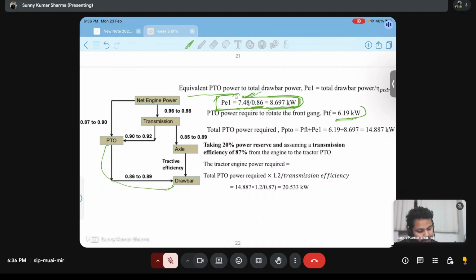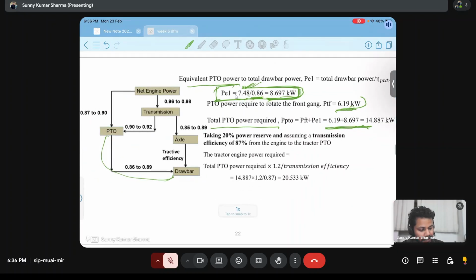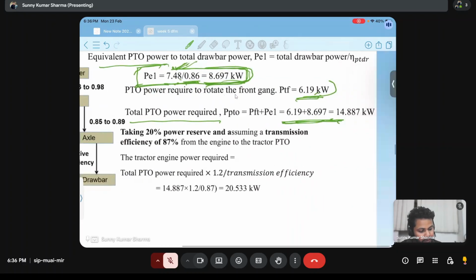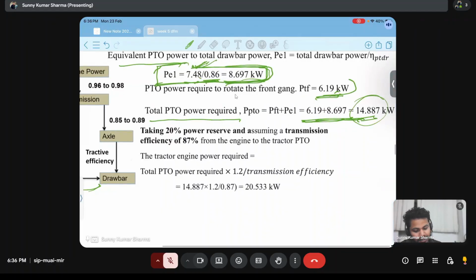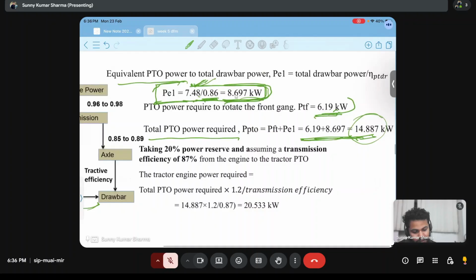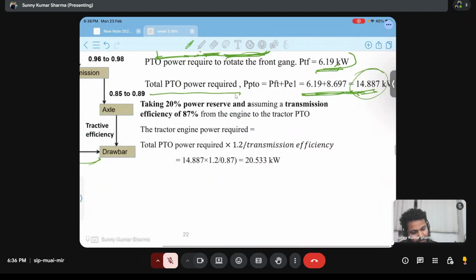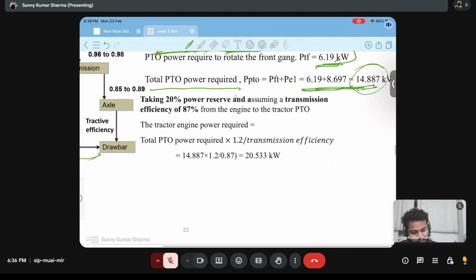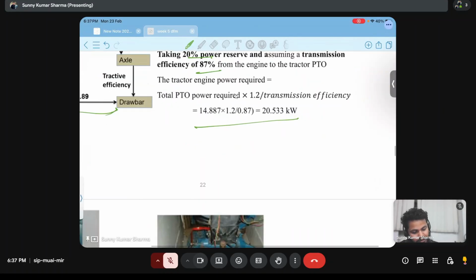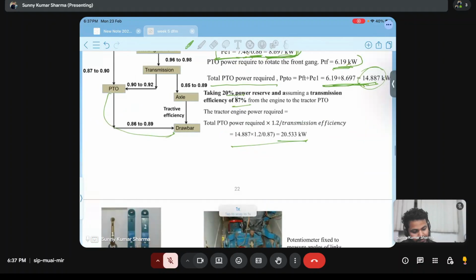So we will combine both 6.19 and 8.697. When we sum both, we get the total PTO power required: 6.19 plus 8.697 is 14.887. This value is the total equivalent PTO power. Taking 20% power reserve and transmission efficiency of 87%, we will get the value as 20.53 kilowatt.